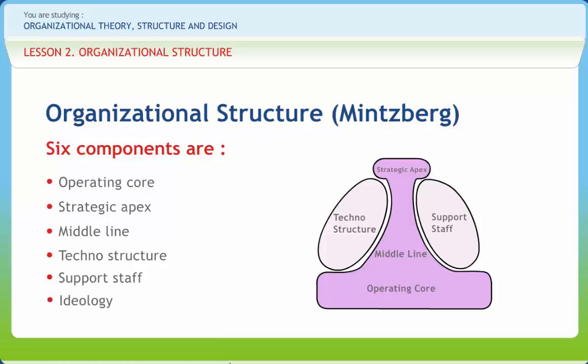Each configuration represents a force that pulls organizations in different structural directions. For example, operators want to professionalize in their drive to control their work. The structure an organization chooses depends to a great extent on the power of each of Mintzberg's 6 components.